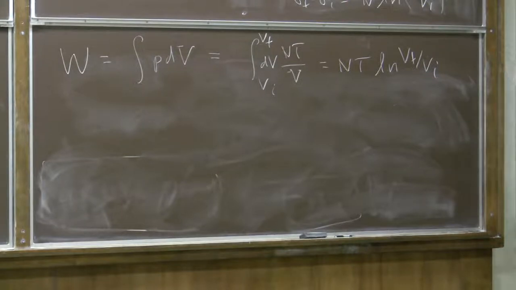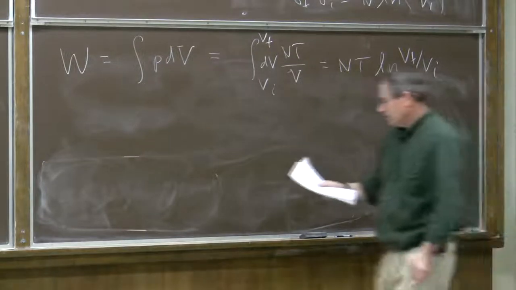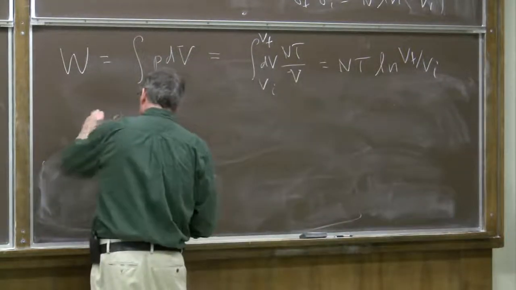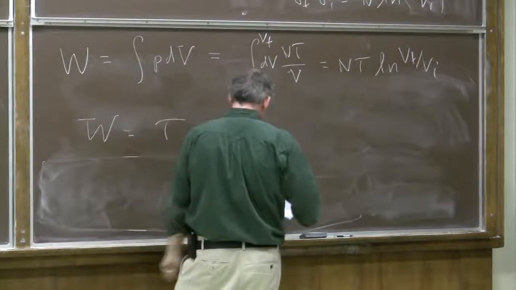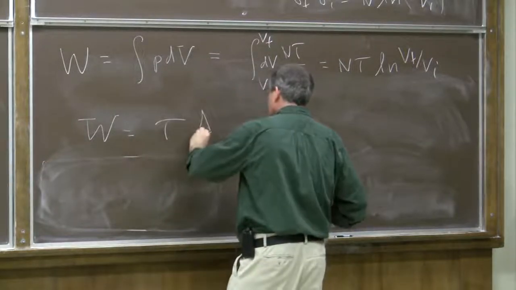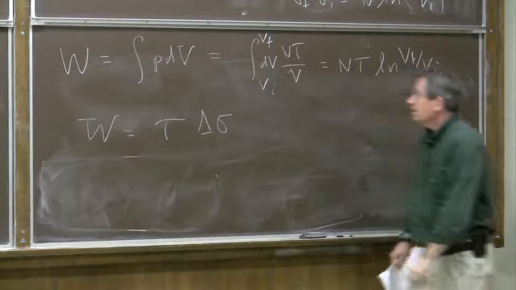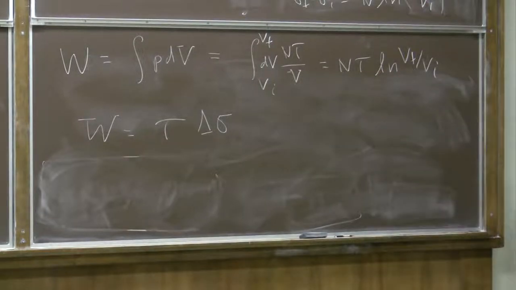So you can see there's a simple relationship between the work done and the change in the entropy. The work is the temperature, which is fixed, everything is isothermal, times the change in the entropy. Now why does that make sense? Well, the system did work when it expanded. So there was some energy expended by the system. Where did it come from? Where did all that energy come from?